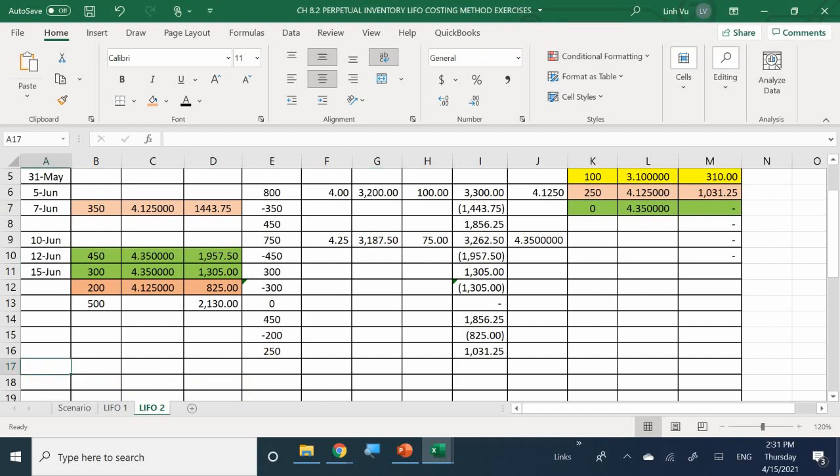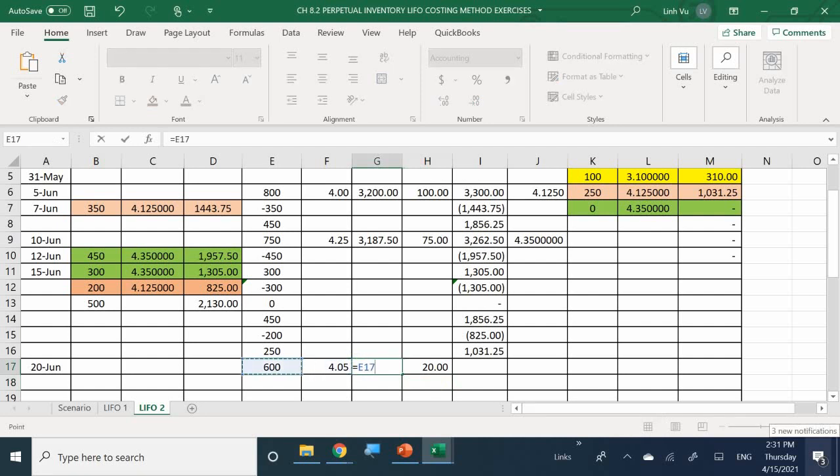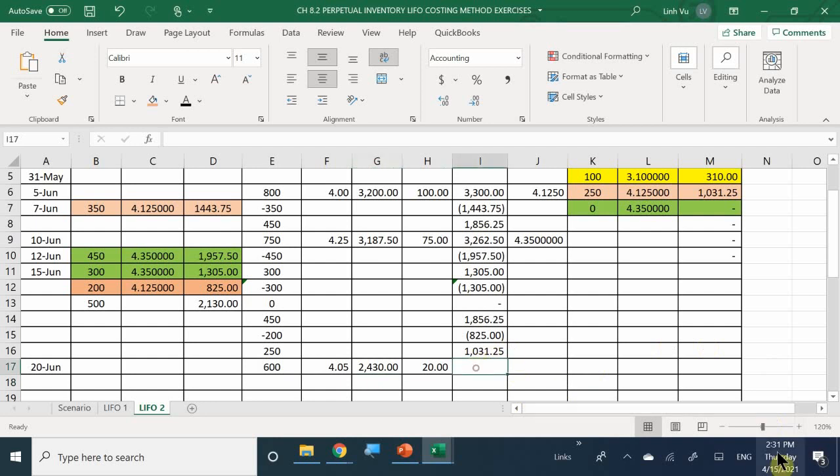So I'm going to find the next empty space. So it is now June 20th. We bought 600 units at 405 with a freight of 20. Excuse me. So what is my total purchase price going to be? 2430. So we're going to take the 600 times the 405 to get our 2430. Okay. Plus the 20. 2450. 2450.